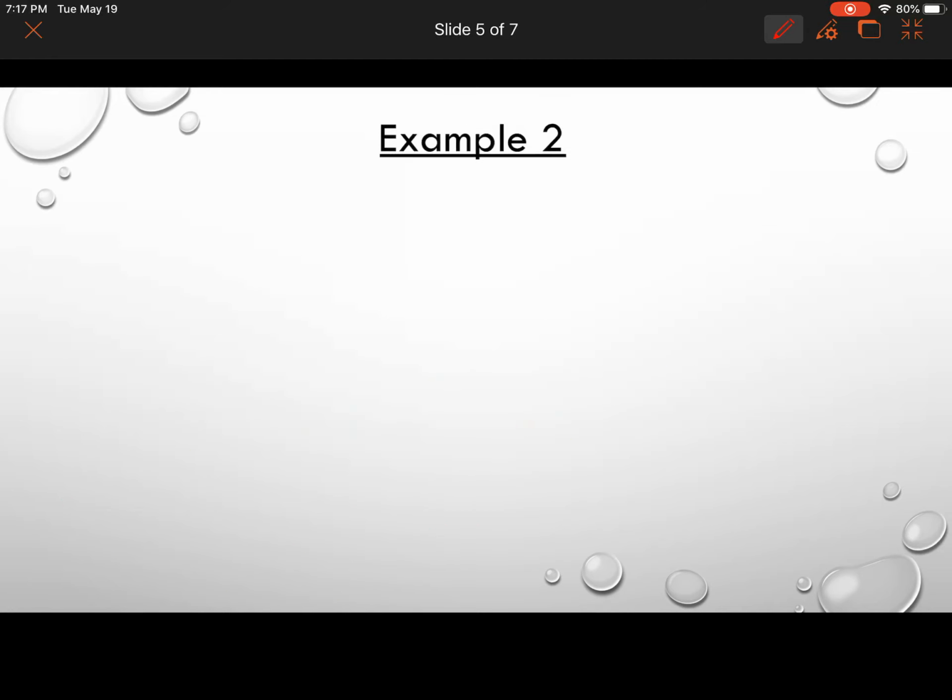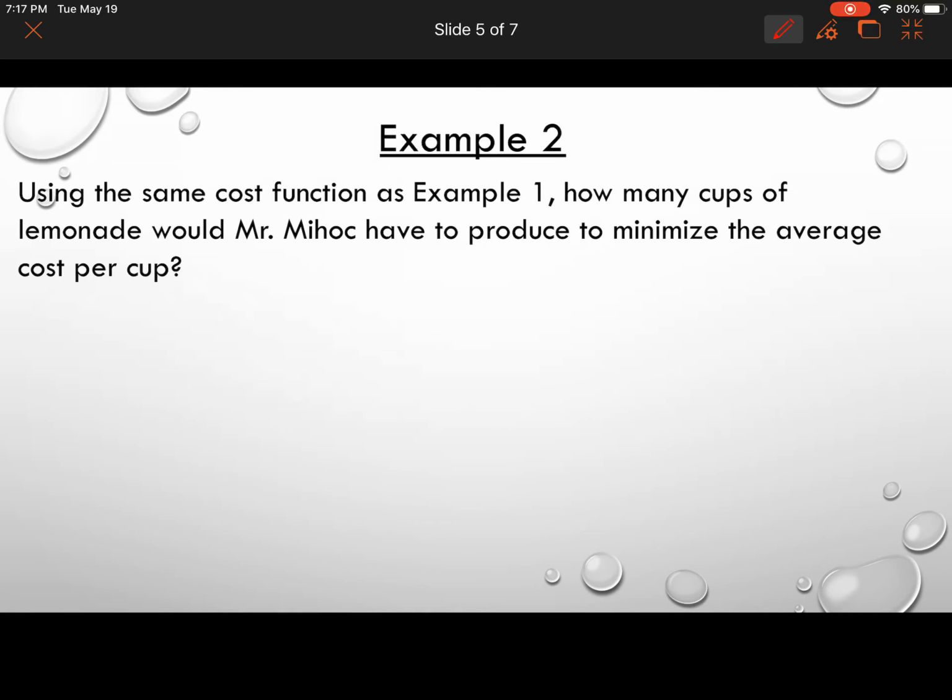All right, so let's look at the next one. So using the same cost function as example 1, how many cups of lemonade would Mr. Mihawk have to produce to minimize the average cost per cup? So now I want to minimize the average cost per cup. Now the thing you do want to be careful of here is, it talks about average cost per cup. So we're not trying to minimize the cost. We're trying to minimize the average cost per cup.